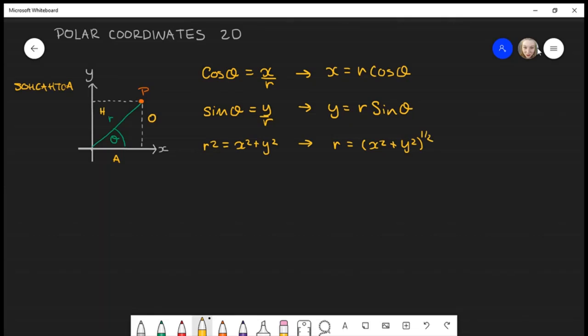To find theta in x and y, we have the opposite and the adjacent, so going back to SOHCAHTOA, we can use tan. Therefore, tan theta is y over x. If we rearrange to make theta the subject, theta is inverse tan y over x.